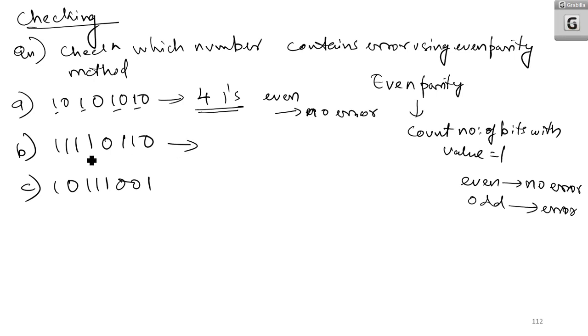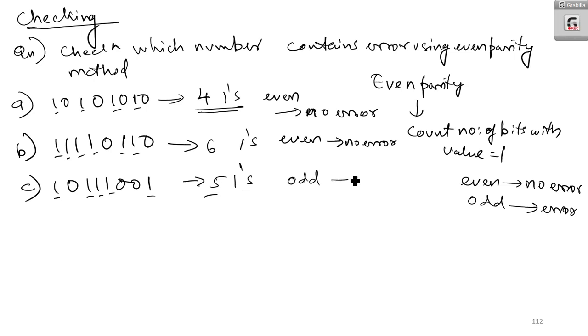Here, how many ones are there? 1, 2, 3, 4, 5 and 6. 6 ones are there. So it is an even number. So it is also no error. Here 1, 2, 3, 4, 5. There is only 5 ones. So 5 is an odd number. So it is having error. Okay, so that is regarding even parity.